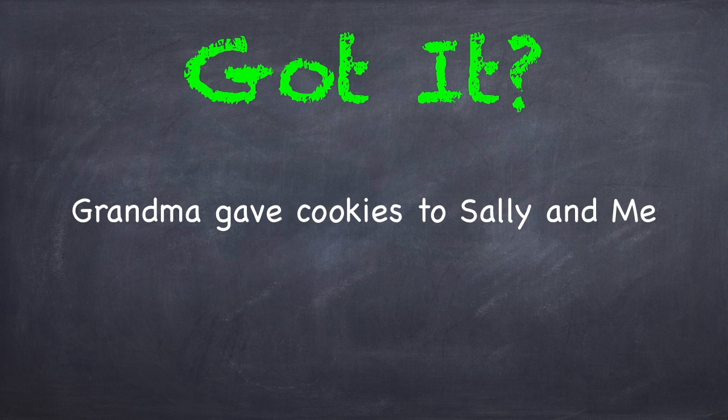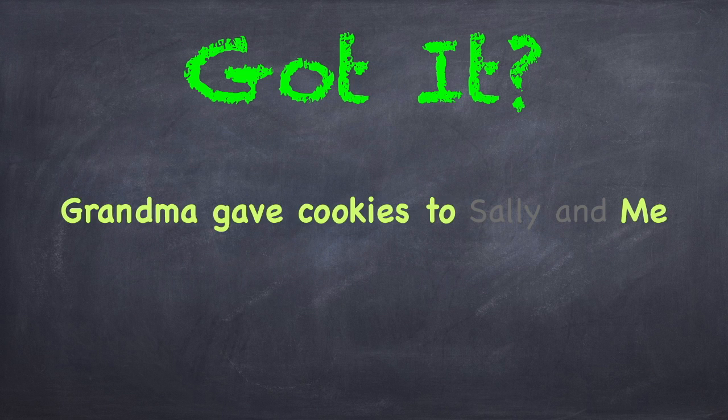Now I know some of you are protesting right now and you're saying, that's not what I was taught in school, that's not what Grandma taught me. No, she did. We'll get to that here in a little bit. How you get around this is take out the Sally and. Grandma gave cookies to me. You would not say Grandma gave cookies to I. By removing the Sally, we see that it has me. So it has nothing to do with the person's name. It simply has to do with what part of the sentence it is.